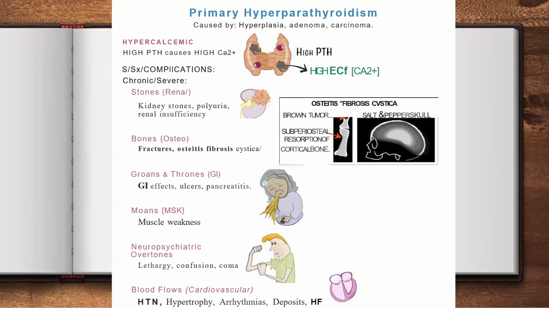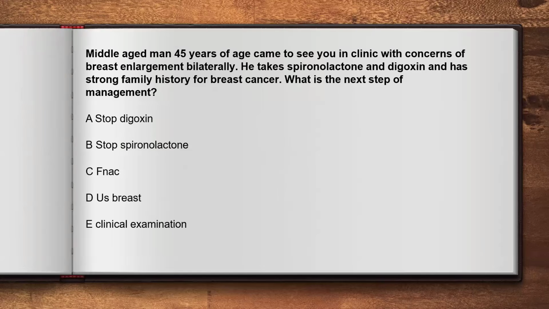Muscle weakness, which causes tiredness. Neuropsychiatric overtones are lethargy, confusion, coma, dementia, or memory loss. And then cardiovascular problems like high blood pressure, hypertrophy, arrhythmias, and calcium deposits leading to cardiomyopathy and heart failure. Agreed, guys? Any questions from here? All good? Okay. Moving on.